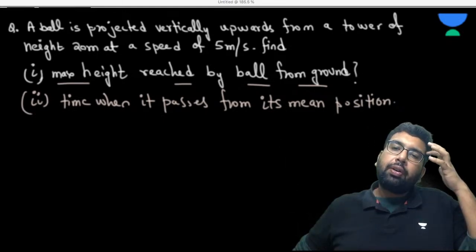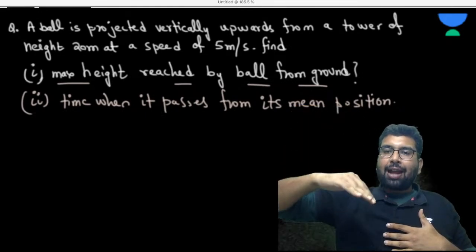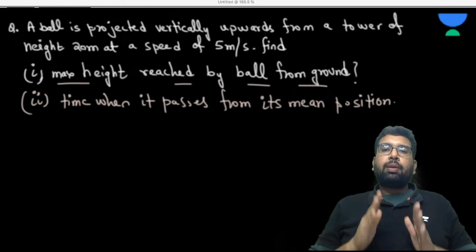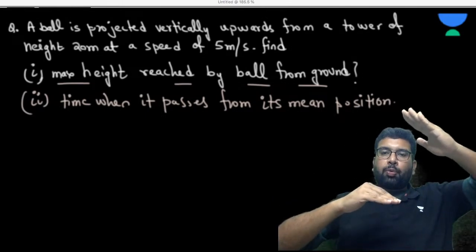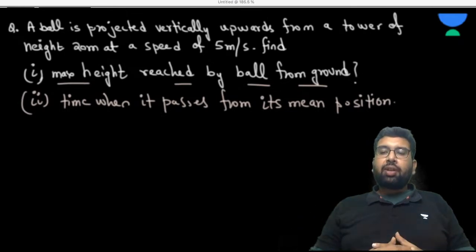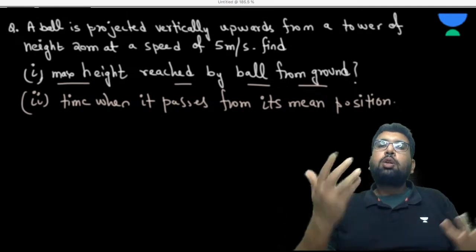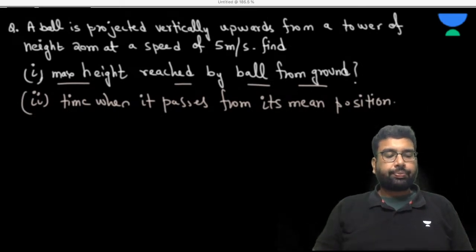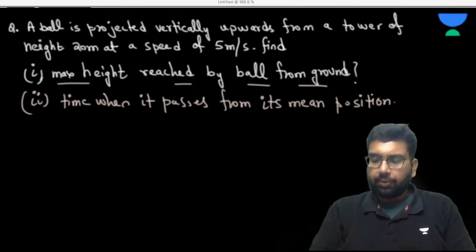Mean position is what? So it goes to the top, then it comes back to the top of the tower, and then it reaches the ground, right? So what is the mean position? The top of the tower is the mean position from where it is thrown. Mean position means the top of the tower. The time taken by it to reach the top of the tower. So Shisha, you understood it rightly only, no? Uzma, please try to do it.